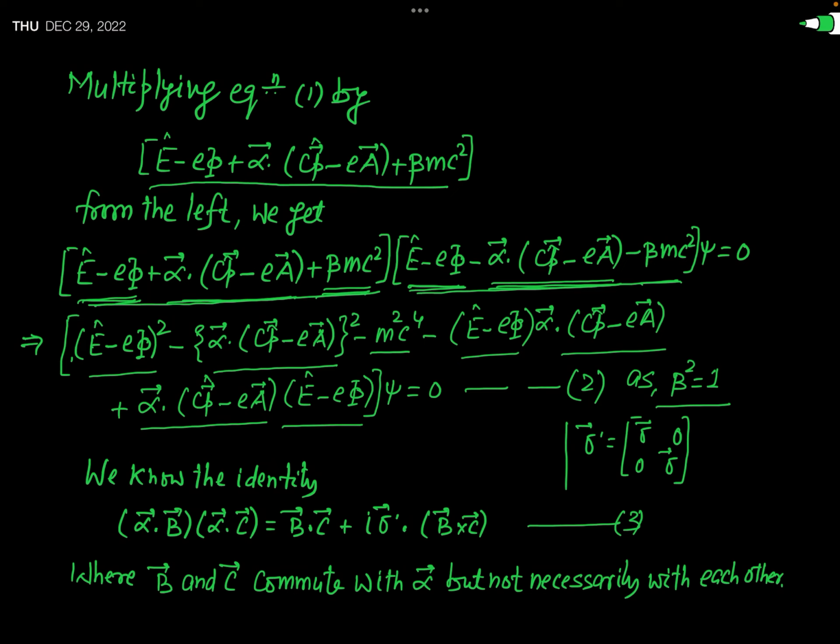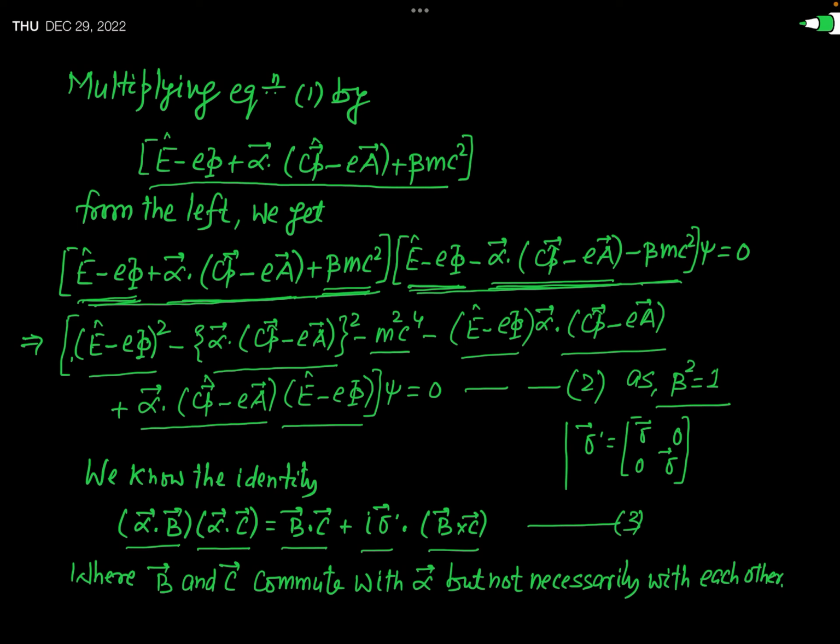And what is that identity? This is α·b times α·c equal to b·c plus iσ'·(b cross c), where σ' is actually a spin operator, or a spin matrix, you can say. This is defined like this.